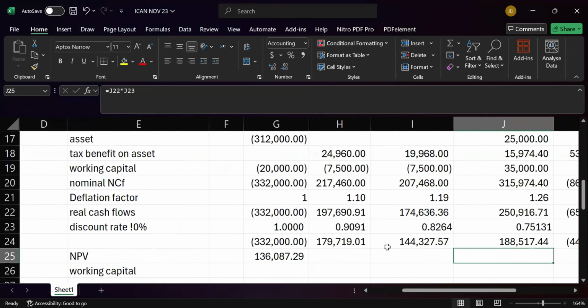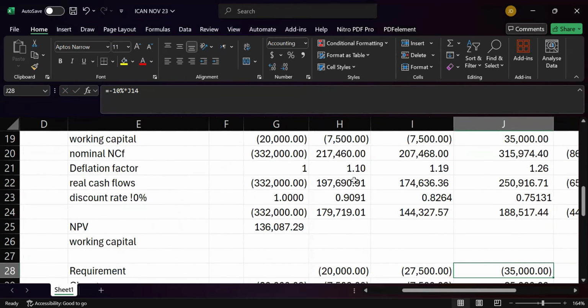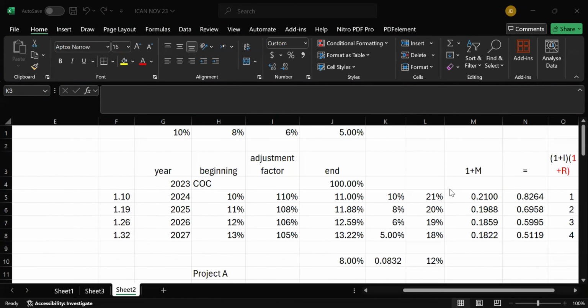So at these points, what I said is that you can deflate the nominal cash flow to a real cash flow, or you can also decide to deflate your discount rates, depending on whether you are using a real cost of capital or a nominal cost of capital and the cash flow. So in the first part of the solution, I deflated the cash flow so that it becomes a real cash flow, and I discounted it using a real cost of capital.